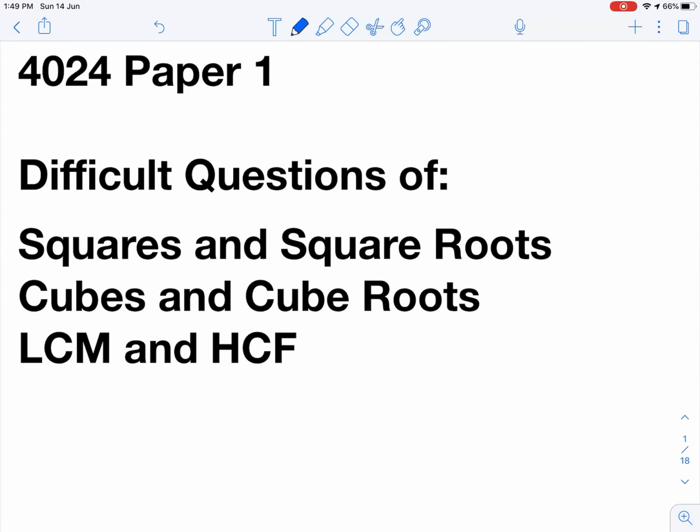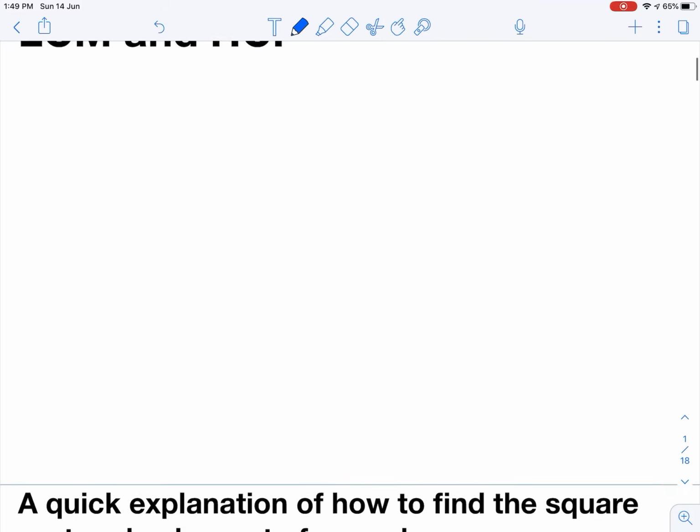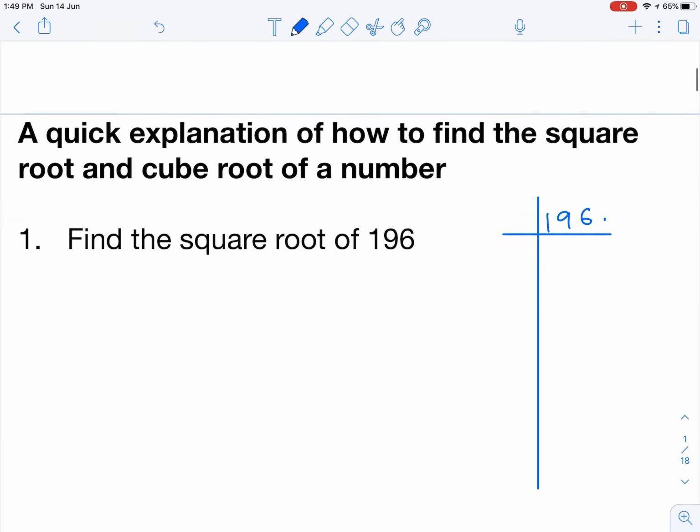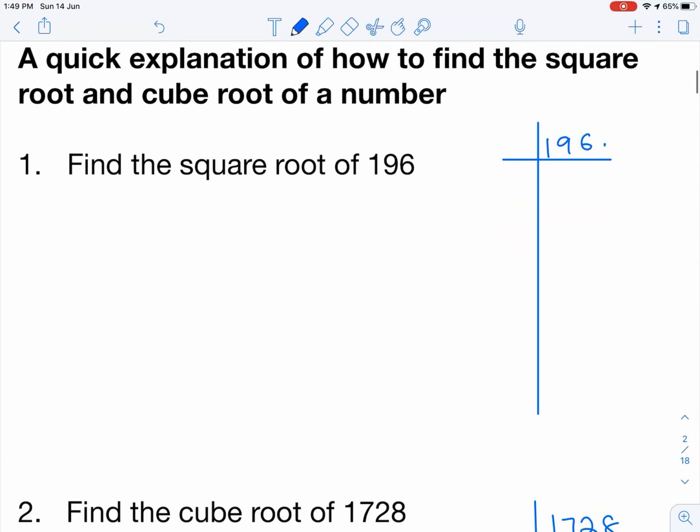Today we are going to start with the difficult questions of squares and square roots, cubes and cube roots, LCM and HCF from O-level paper 1 point of view. Initially I am going to explain to you how to find the square root and cube root of any number, and then we move on to difficult questions.